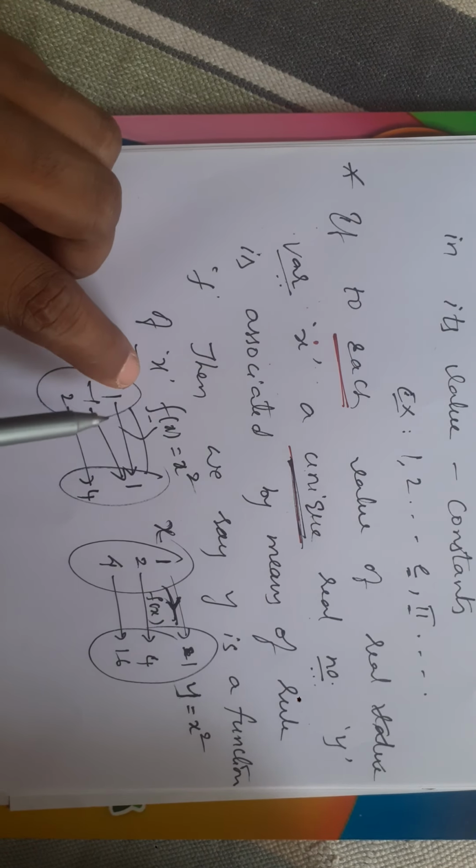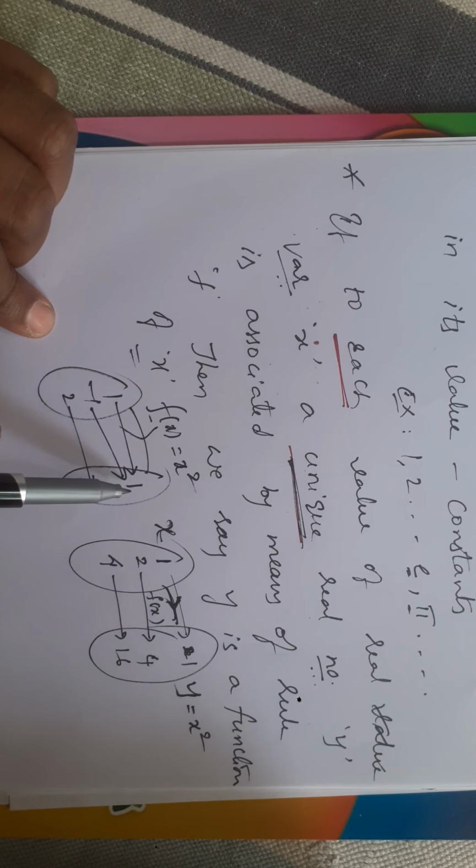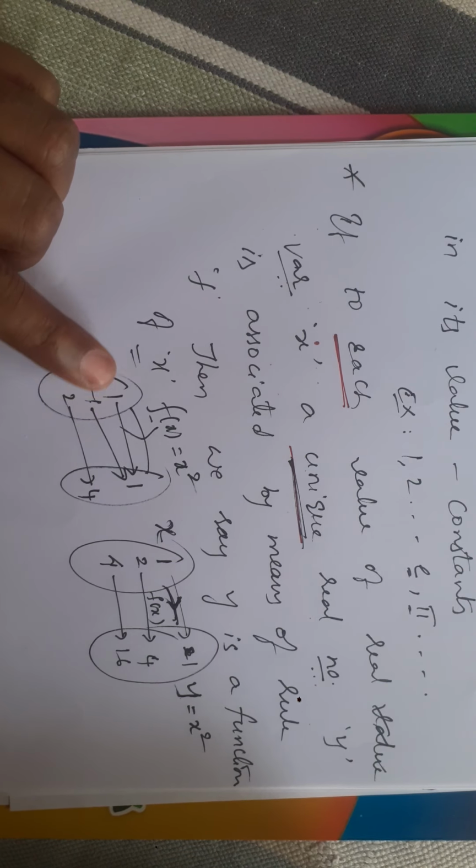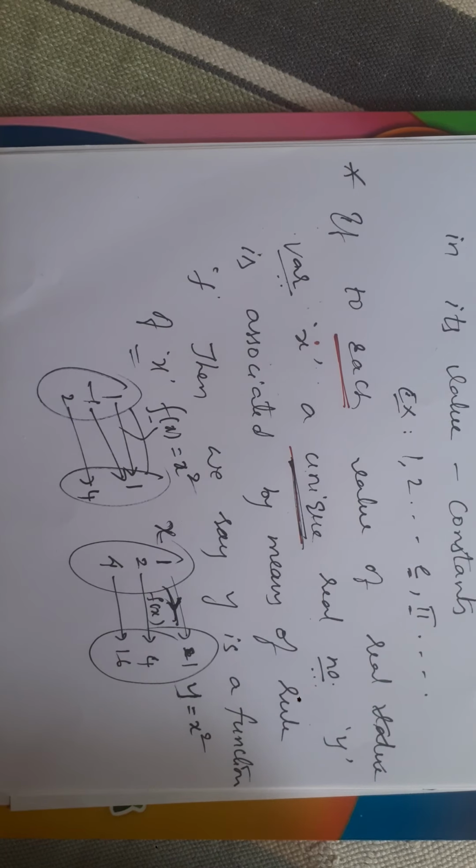This may happen. Two elements can map with one element, but one element cannot map with two. 1 square is 1, once it happens, 1 square is 1 only. Minus 1 square is also 1. This is possible. But one to many is not possible. So this is the definition of function.